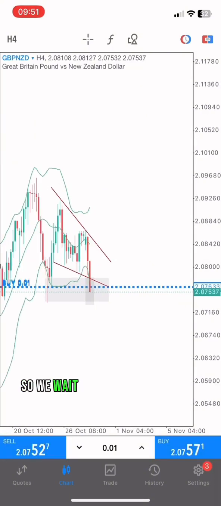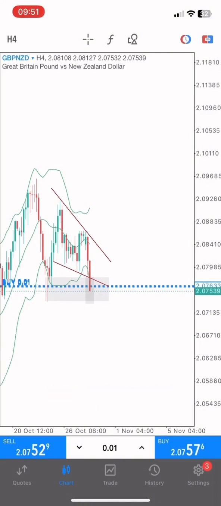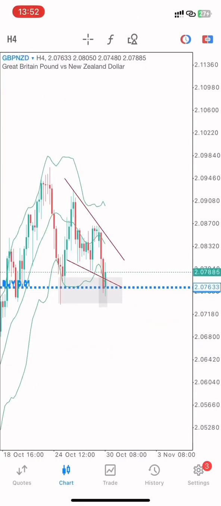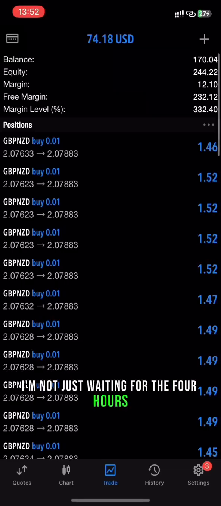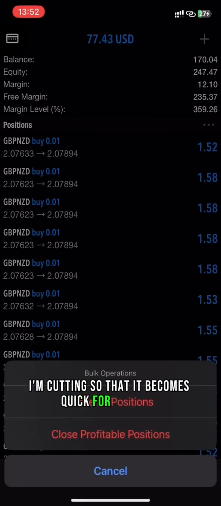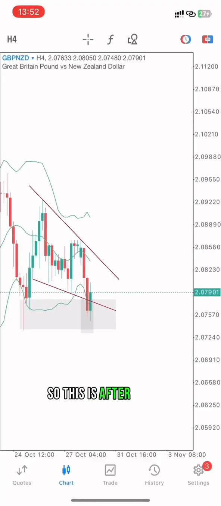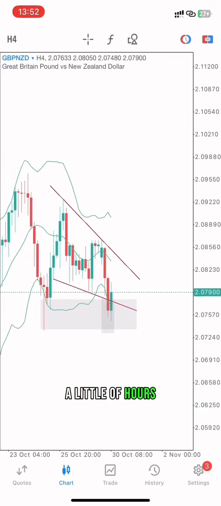So we wait. I'm sure you know the H4 and the currency pairs. It needs a lot of patience. So in this video, I'm just cutting the stuff. I'm not just waiting for the 4 hours. I'm cutting so that it becomes quick for you guys, so that it becomes less boring. So this is after 4 hours, a lot of hours.